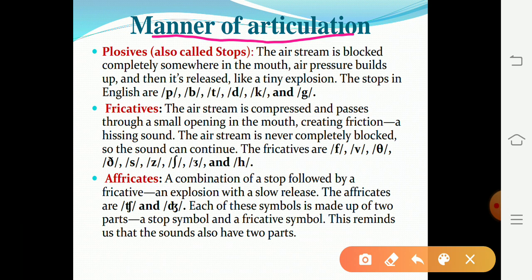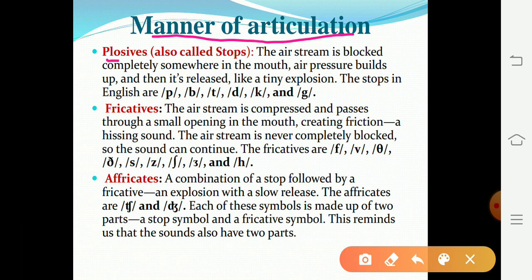Manner of articulation refers to the stricture involved during the production of the consonant sounds. Stricture refers to the way in which the passage of air is restricted by the various organs of speech during the production of consonant sounds.